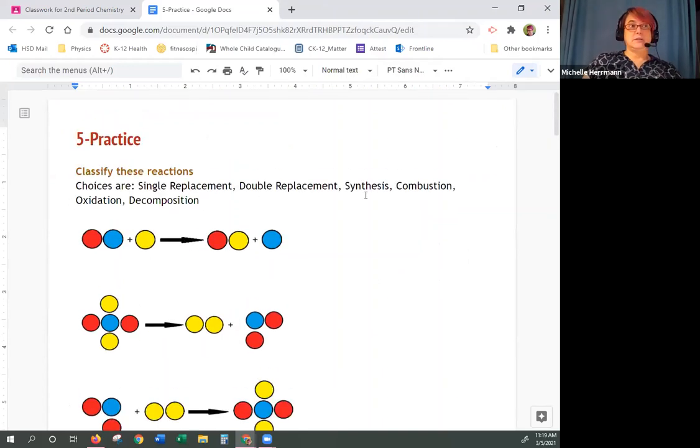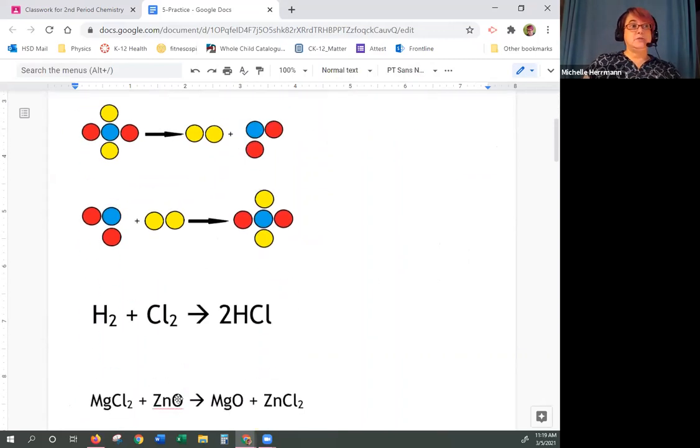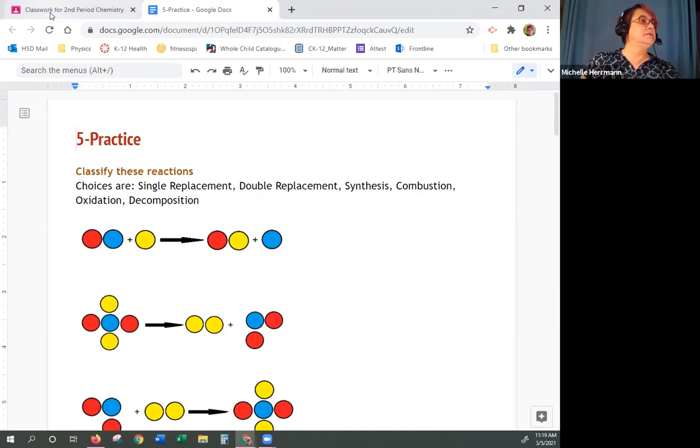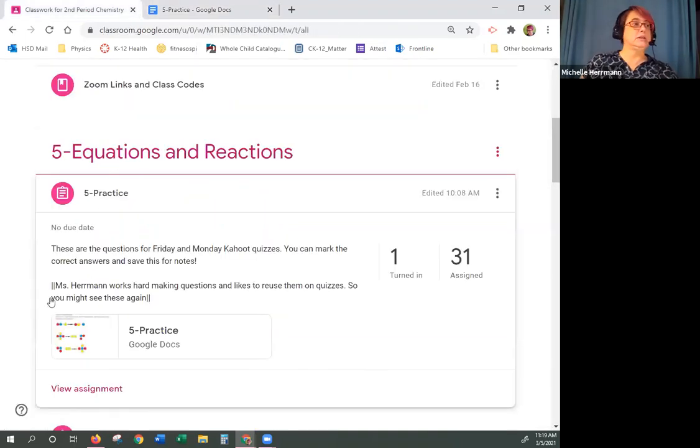These are the choices. So what you can do is you can practice doing all of these and then look at the answers to the Kahoot. I will post answers to these because I want to make sure you have the correct ones. No, it doesn't count for a grade. However, if you look at the assignment, you'll see there's a little spoiler alert here. Ms. Herman works hard making questions and likes to reuse them on quizzes.